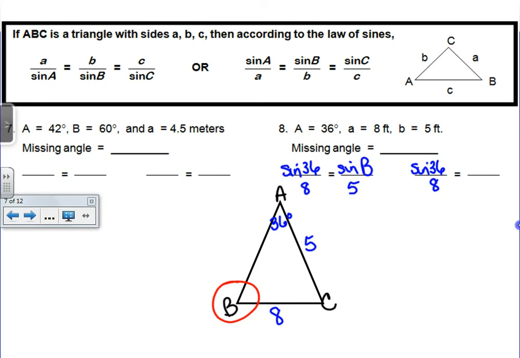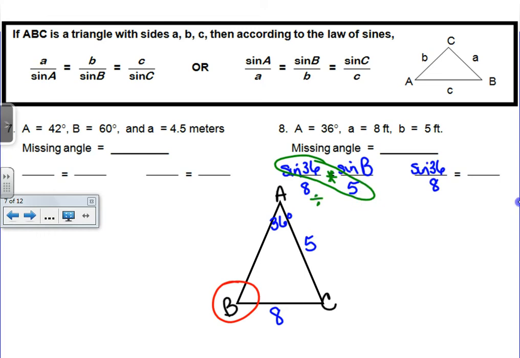You look for the diagonal that has no variable. So we're going to start actually with this diagonal this time. You're going to multiply sine 36 times 5. And then number 8 off to the corner there, you're going to divide by 8. And you're going to have a teeny tiny decimal on your calculator.